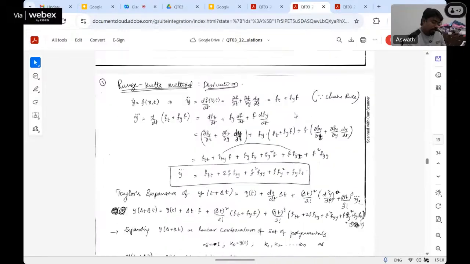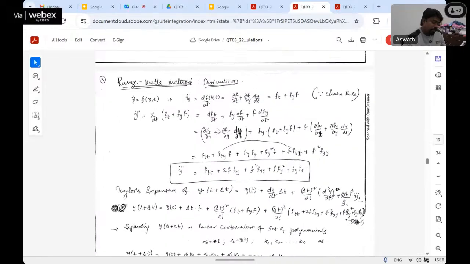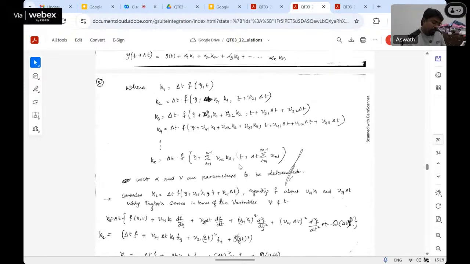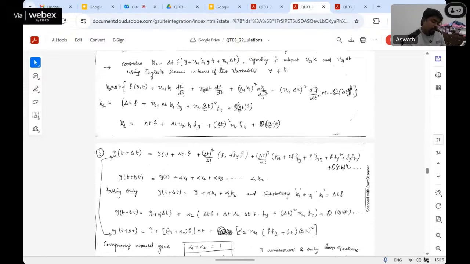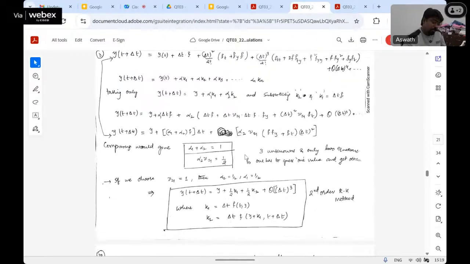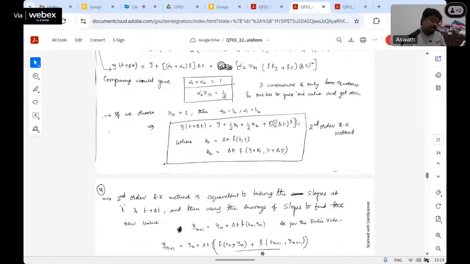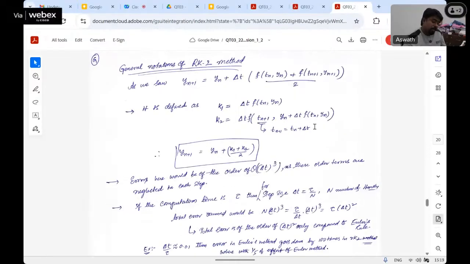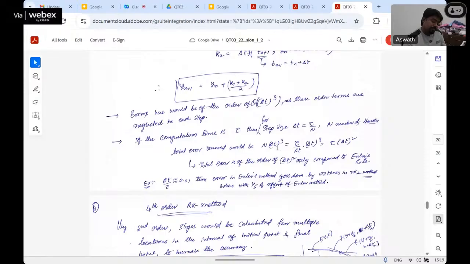Here you see the RK2 method derivation. If you use the Taylor's expansion and chain rule, you are going to ignore the higher order terms of delta t to the power of 3. If you ignore those terms, you get the expression we are using. That means the error is occurring at the delta t to the power of 3 order. That is what I was proposing for the discussion here.